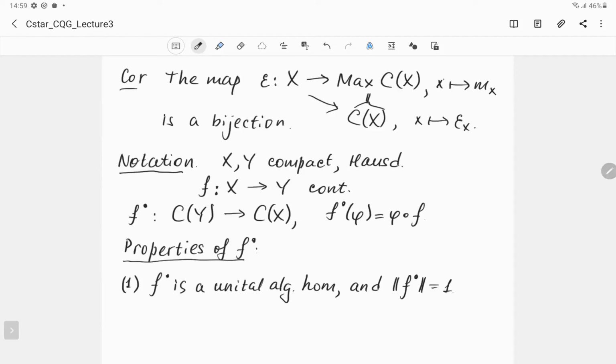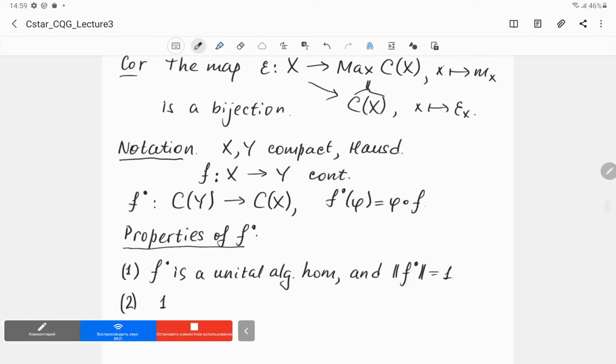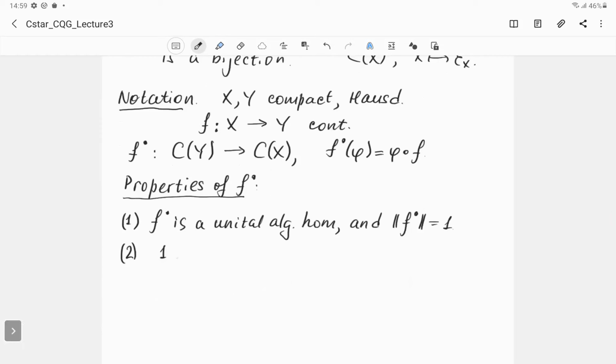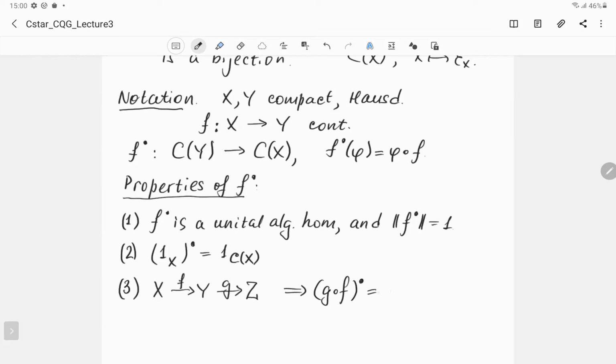If you take the supremum of phi composed with F, then of course this is less than or equal to the supremum of phi. And since F dot is unital, we conclude that the norm of F dot is exactly 1. Second, if we take the identity map of X, then the induced map is the identity homomorphism of C(X). And finally, if we have two continuous maps, say F from X to Y and G from Y to Z, where Z is another compact Hausdorff space, then if we take the composition GF, then (GF) dot equals F dot composed with G dot. This is also clear from the definition.